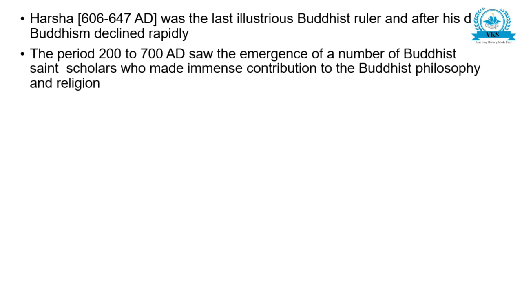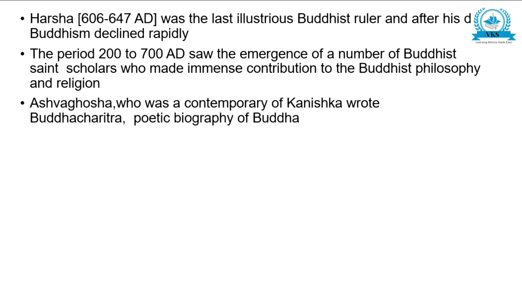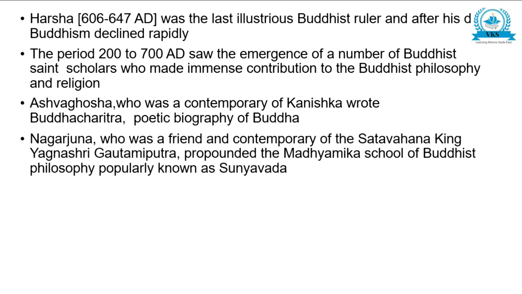The period 200 to 700 AD saw the emergence of a number of Buddhist saint scholars who made immense contributions to the Buddhist philosophy and religion. Ashvaghosha, who was a contemporary of Kanishka, wrote Buddhacharitra, a poetic biography of Buddha.